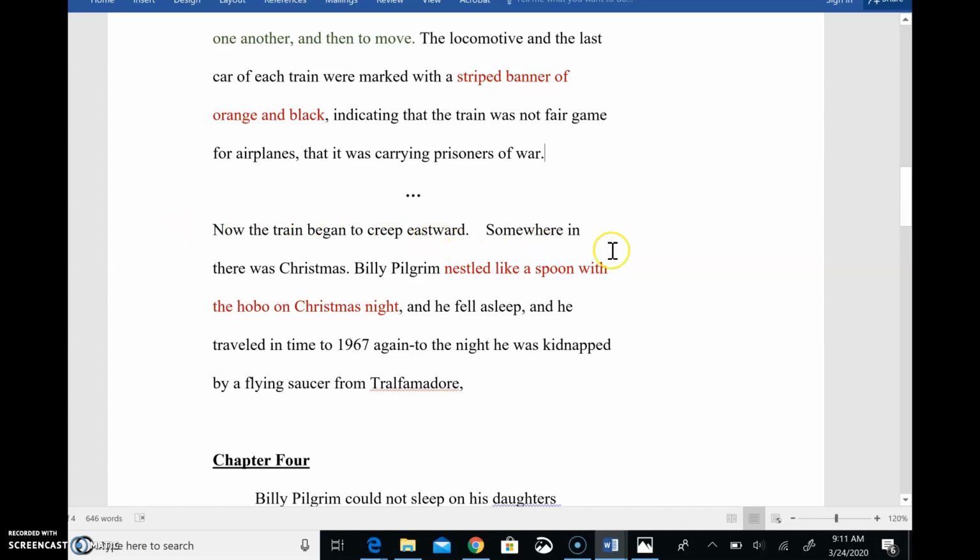Now the train began to creep eastward. Somewhere in there was Christmas. Billy Pilgrim nestled like a spoon with a hobo on Christmas night.